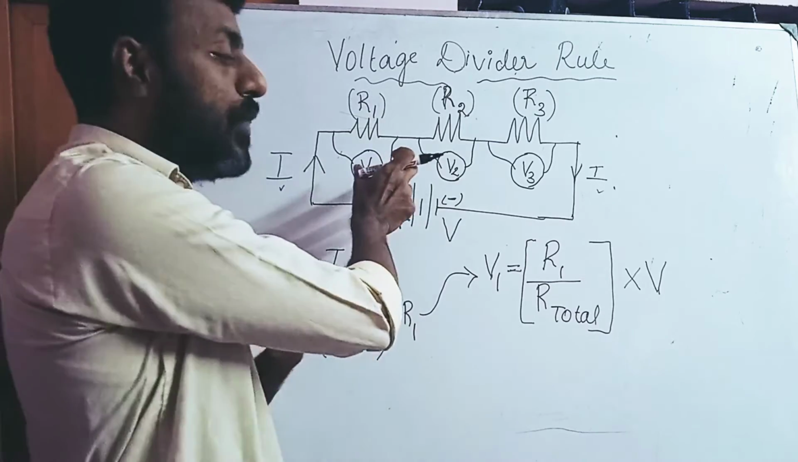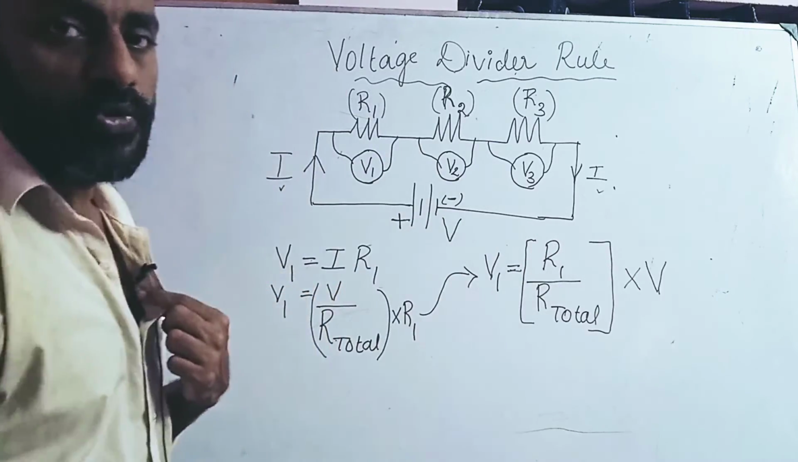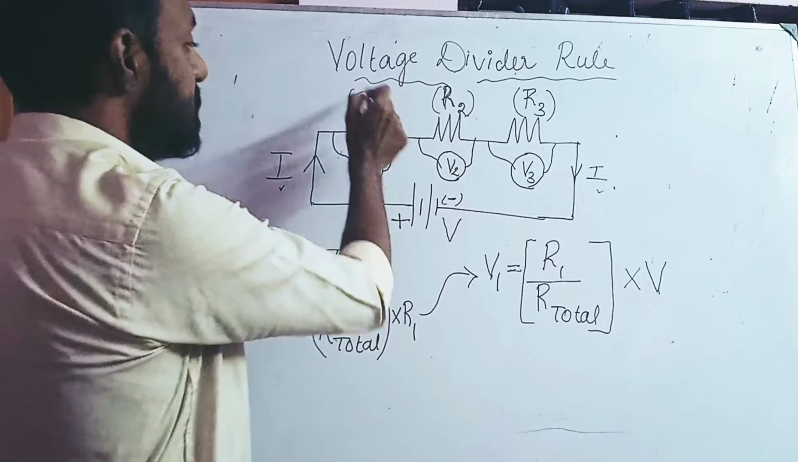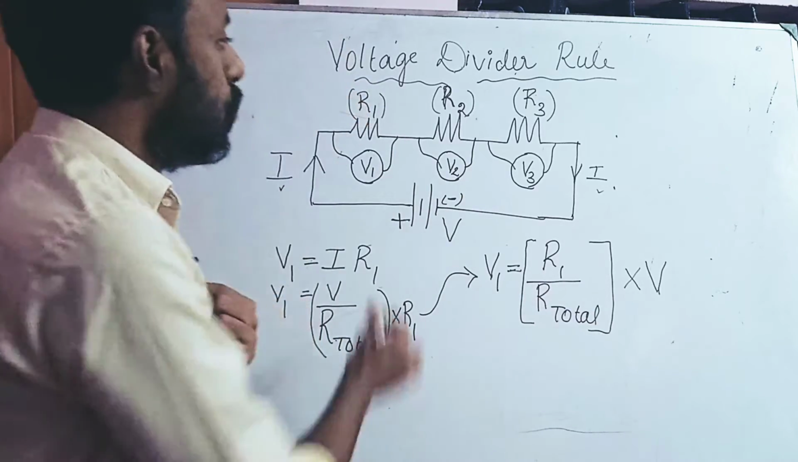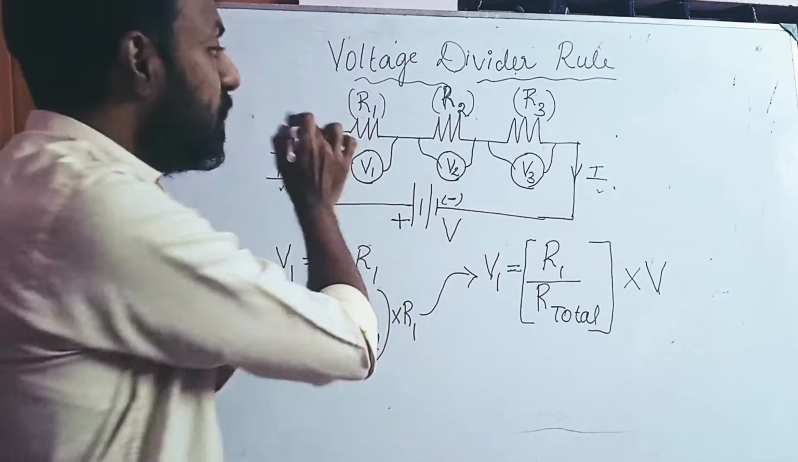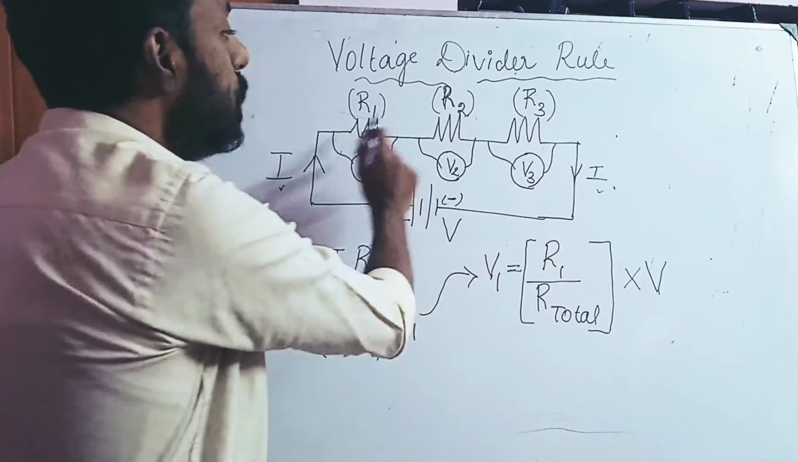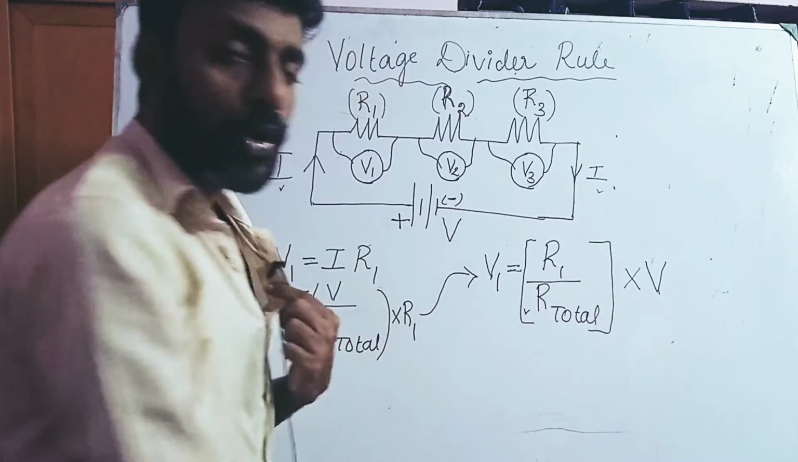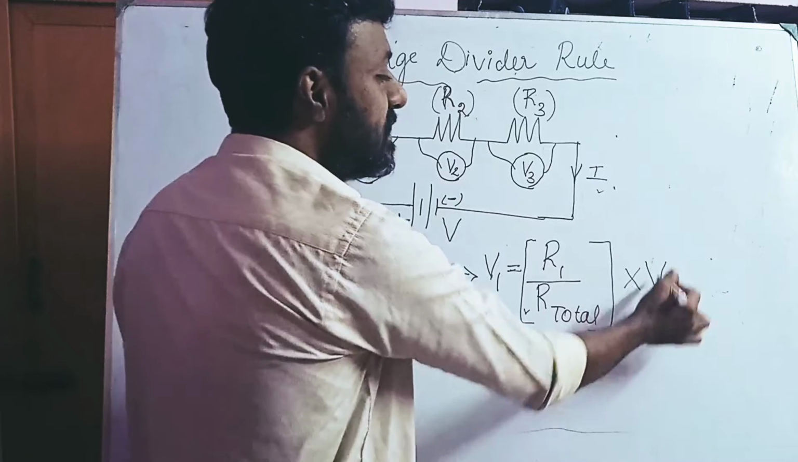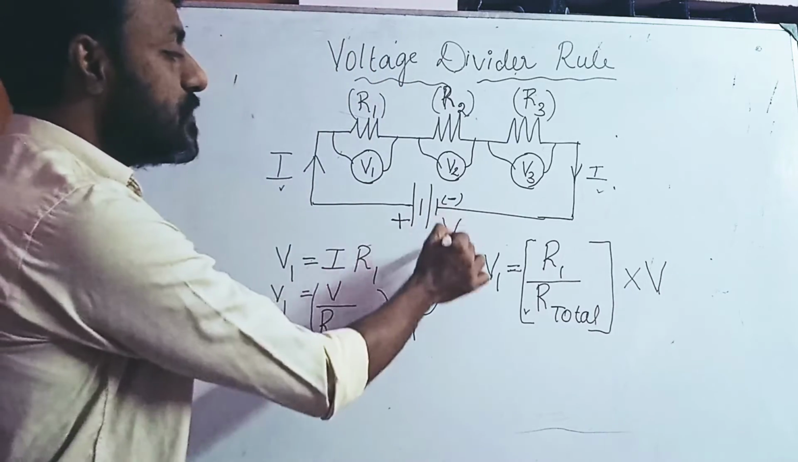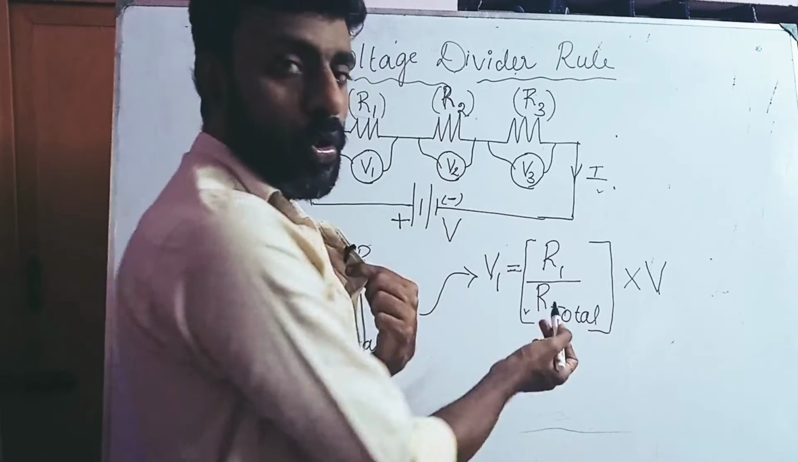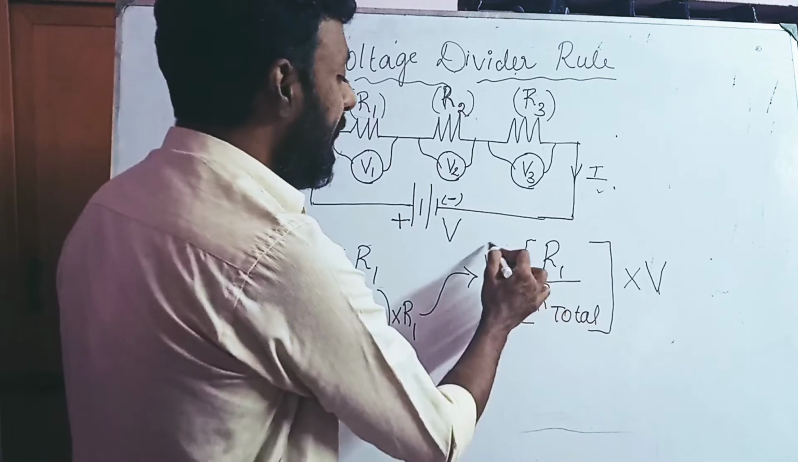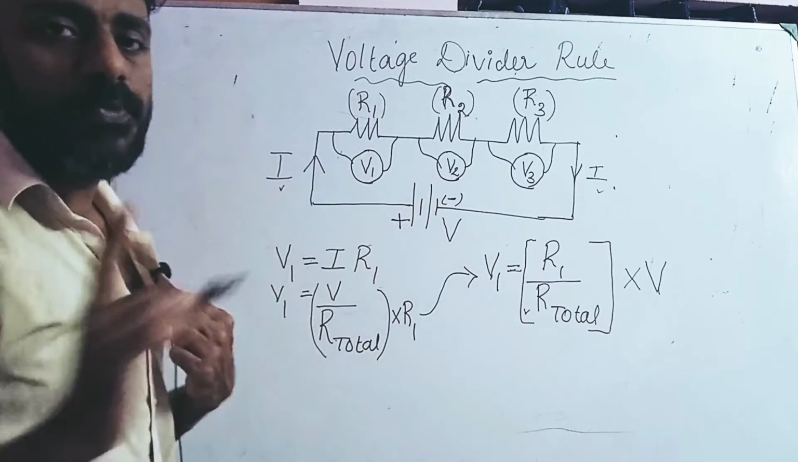For getting the value of V1, this is the formula that I need to use. So V1 is nothing but R1. R1 is the value of the resistance over here. We know the resistance value divided by R total. So we know the resistance of all the resistors that have been connected in series in the circuit. So you need to total all the resistance. If you sum up all the resistance, you will be getting the value of R total. Then into V. V is nothing but the supply voltage. Supply voltage is V volts. So that also you know. So multiply this ratio into this supply voltage V. If you do it, you will be able to get the value of this individual voltage V1.